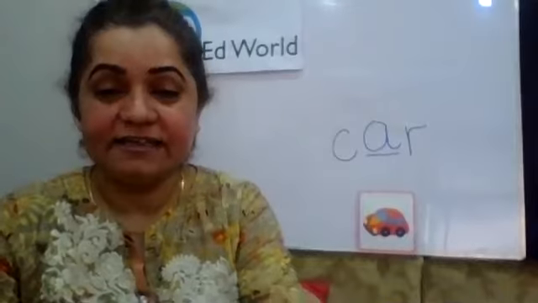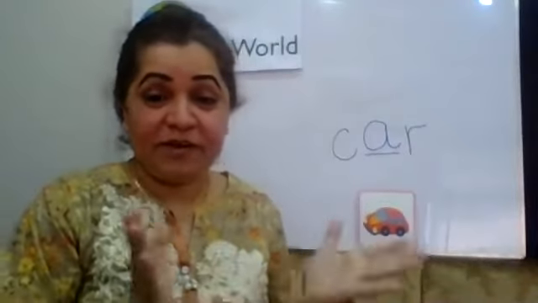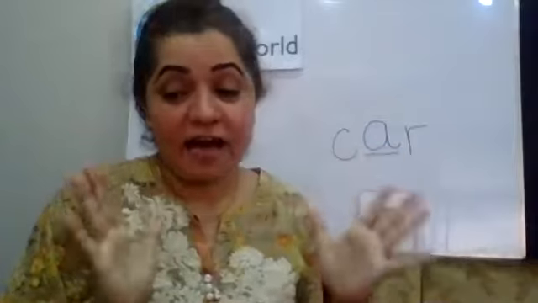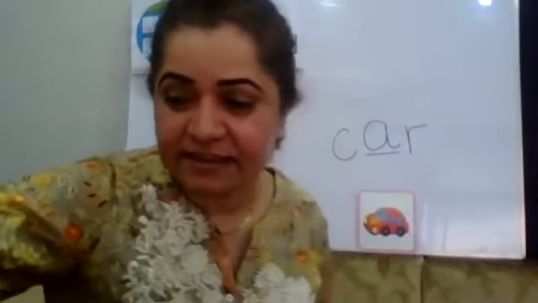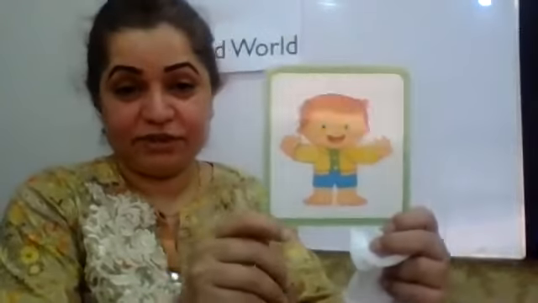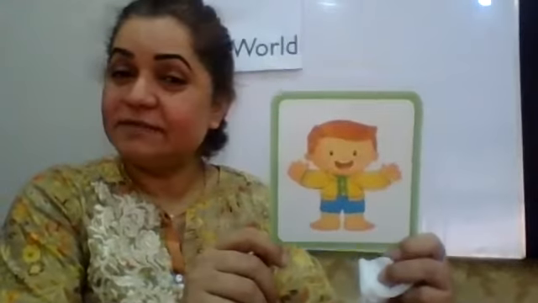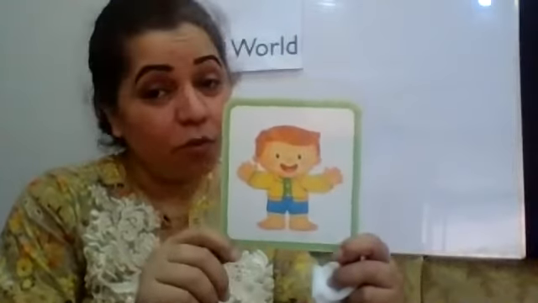That is great. So you made the word very nicely. C-A-R, car. That is lovely. That is very good. So now, let's see. We are going to do another picture, and that is this picture. What is this? A boy. This is a boy. Yes, very good.